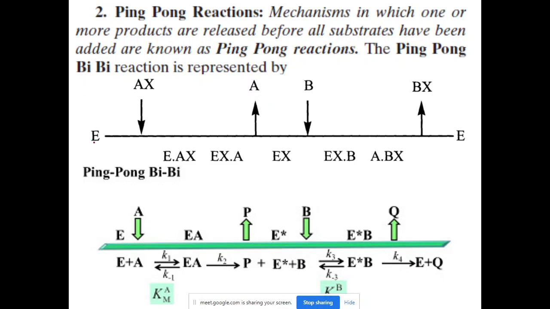So you have the free enzyme to which the first substrate A binds, and there is a transfer of a functional group from substrate A to the enzyme. So the functional group is transferred to E, and here you can see the first product already being released before the second substrate comes to bind to it. So this is known as ping pong. Is the difference clear to all of you between the sequential and ping pong?